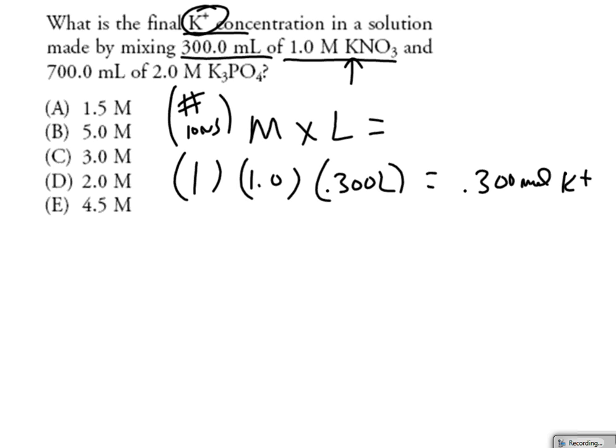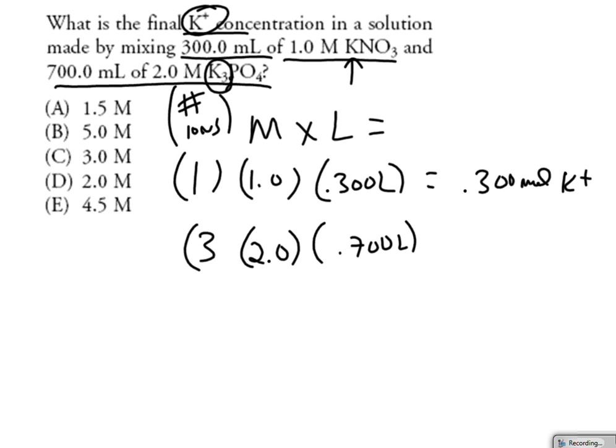Then if I go and take the second one, the first thing is my molarity is 2, so I go 2.0 right there. My volume is 0.700, so I drop it in there. And last but not least, my number of ions is 3, so I have to put a 3 there. So 3 times 2 is 6 times 0.7 is going to be 4.2 moles of K+.